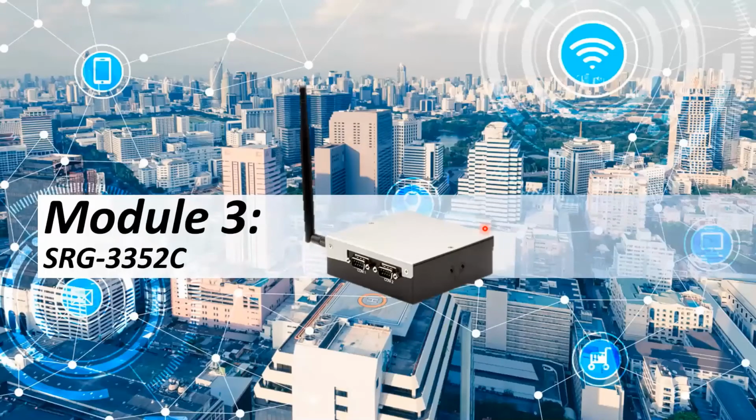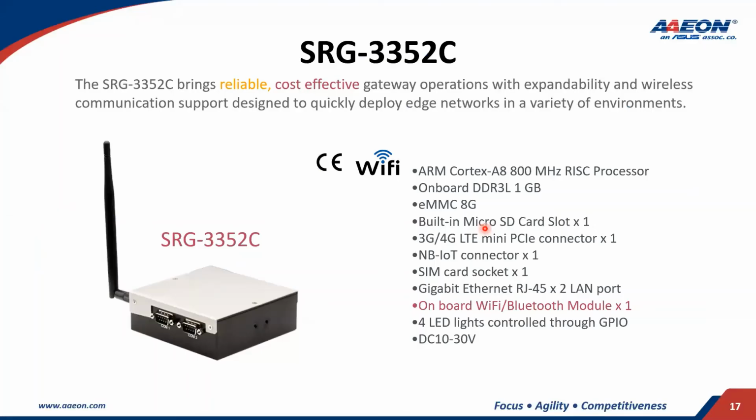Moving on, I'm going to talk about the SRG3352C. This is a new gateway we launched just about 1 month ago. The gateway itself uses the ARM-based Cortex-A8. This RISC processor comes with onboard 1 gig eMMC. One of the features is that it is built in with a Wi-Fi Bluetooth module.